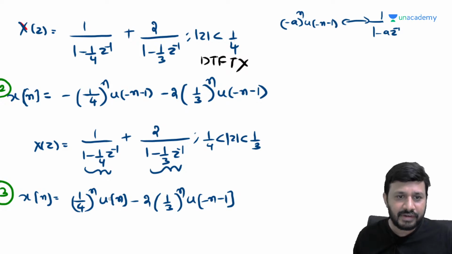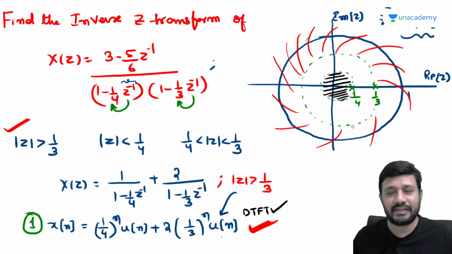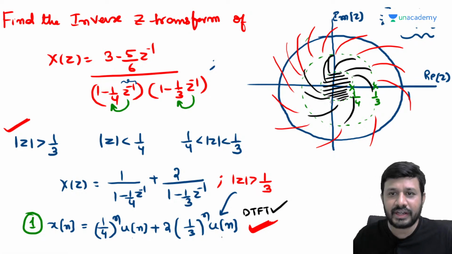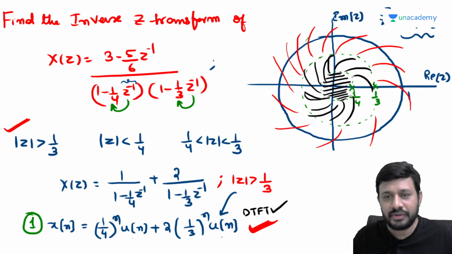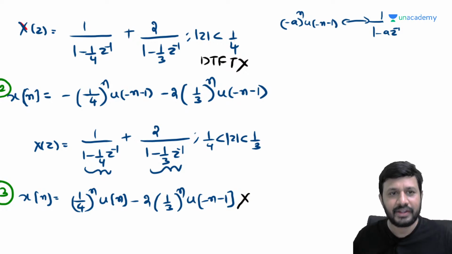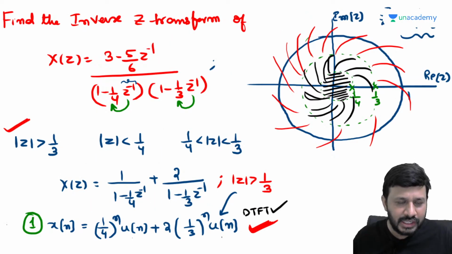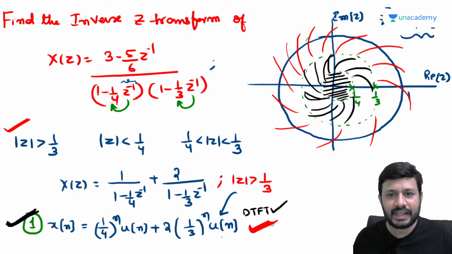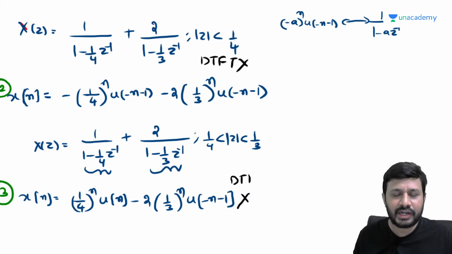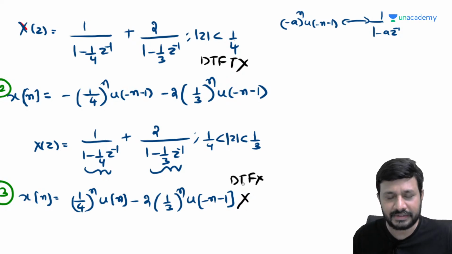Now the third one, from 1 by 4 outward, from 1 by 3 inward, and it is not including the unit circle. So this one is a ring portion. Does this ROC include the unit circle? No. So DTFT does not exist. You can draw and verify. Only for the first signal DTFT exists, so it is absolutely summable. This is the only signal which is absolutely summable, for which we can calculate the discrete time Fourier transform. For the remaining two signals, we cannot find the discrete time Fourier transform. Hope this point is clear.